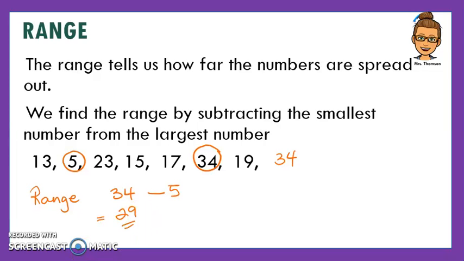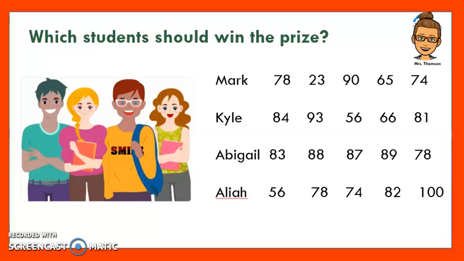Okay? All right. So let us look back at the question that we had originally. Which student should get the prize? If you got a question like this, you could now work out the mean for Mark, for Kyle, Abigail, and Aaliyah, and see which one has the highest mean, and then you would be able to say who would get the prize.